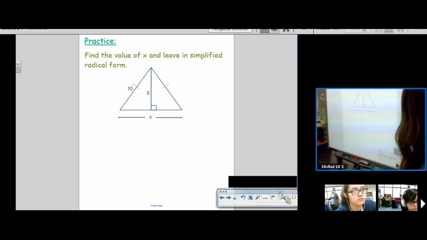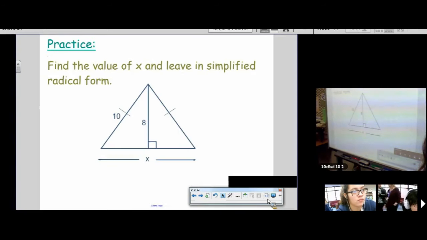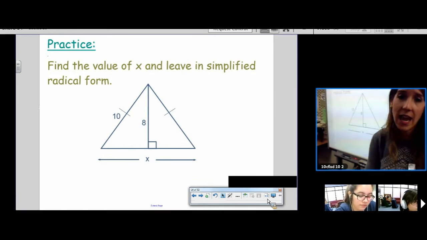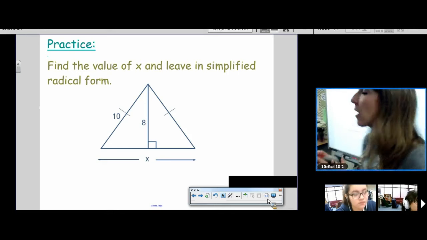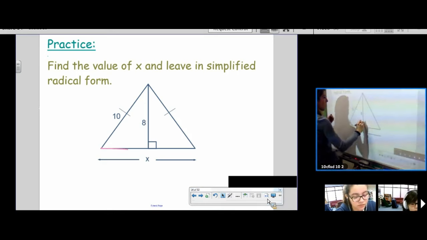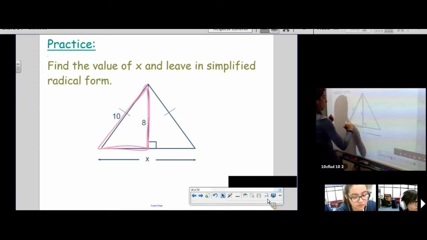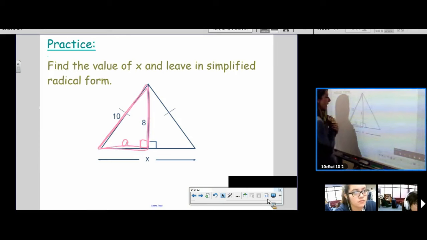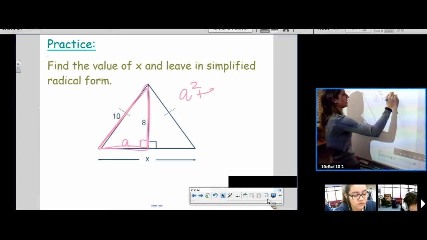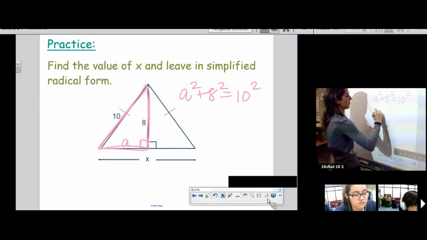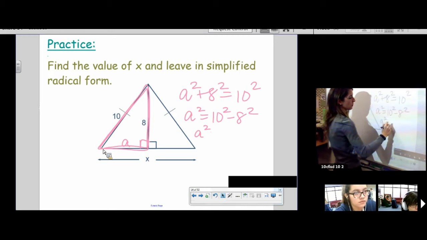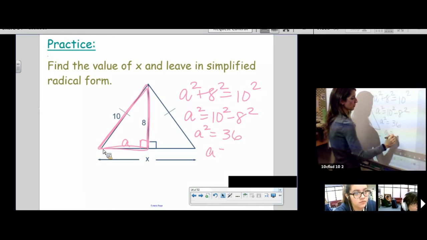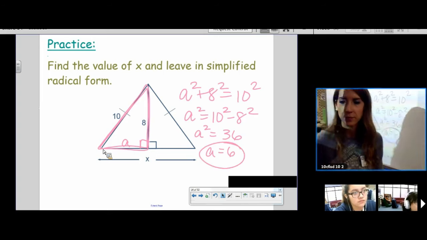Try this problem. So be careful. We're not going to say x squared plus 8 squared equals 10 squared because x is not the leg of a right triangle. Remember, we're only allowed to use Pythagorean Theorem on right triangles. So I'm going to call this a different letter. I'll call it a. A squared plus 8 squared equals 10 squared. Are you with me?